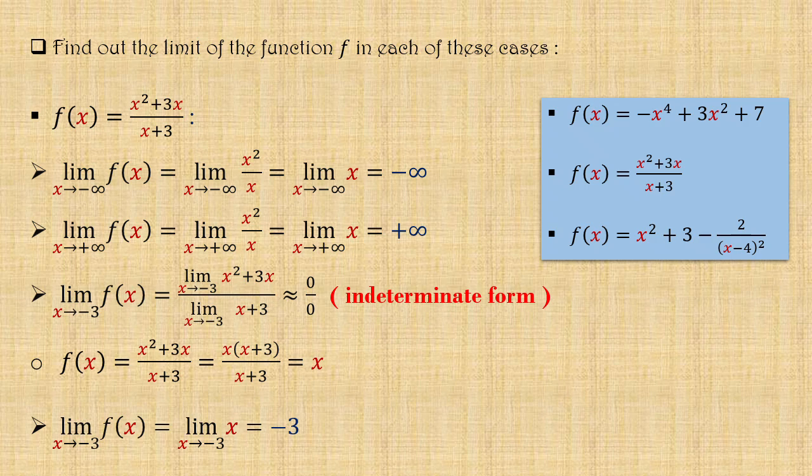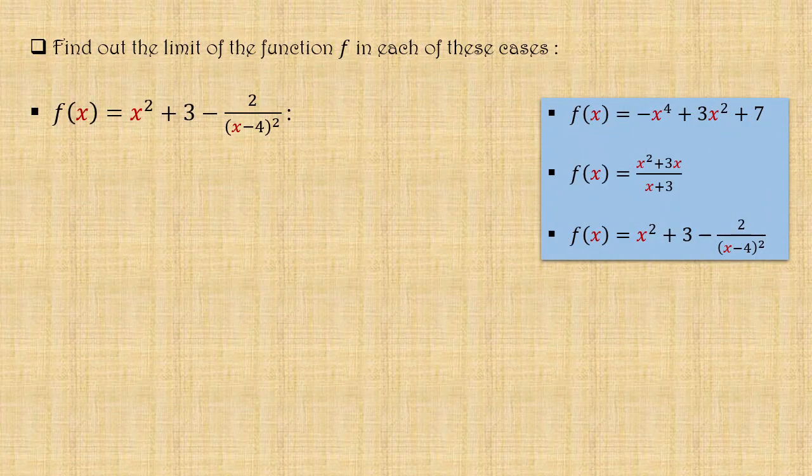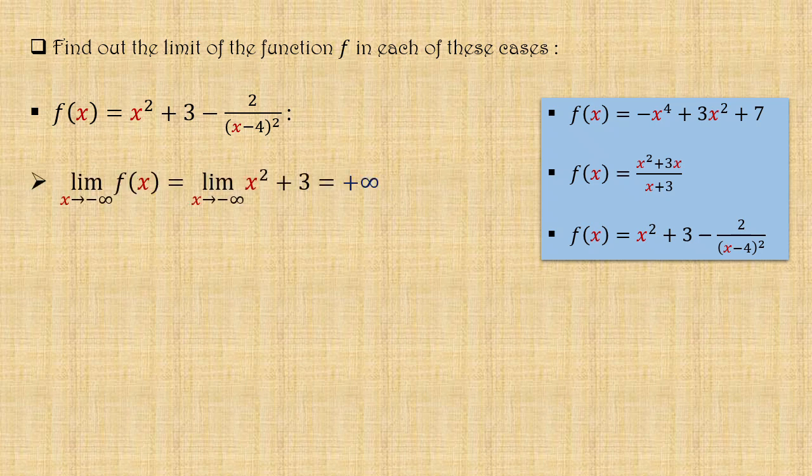Let's now move on to the final case. So, as in this case, our function f(x) equals the sum of the polynomial x squared plus 3, and the rational function minus 2 over (x minus 4) all square. We notice that the limit of the fraction minus 2 over (x minus 4) all square, when x heads to negative infinity, equals 0. Hence, the limit of f(x), when x heads to negative infinity, equals the limit of x squared plus 3, when x heads to negative infinity, which equals positive infinity.